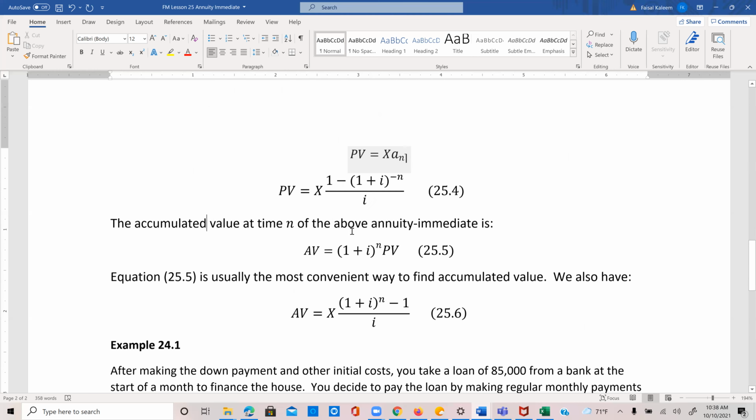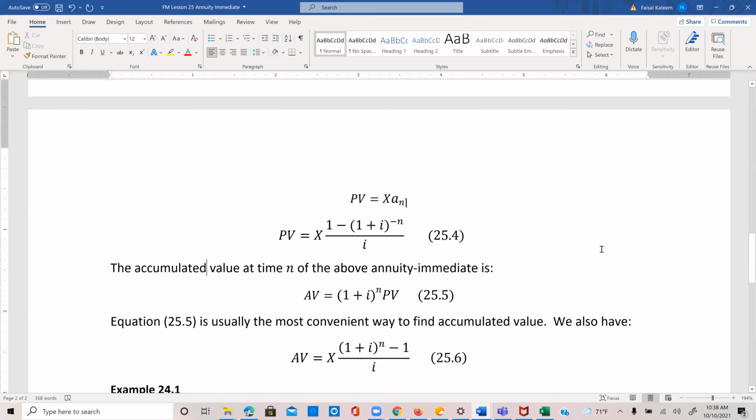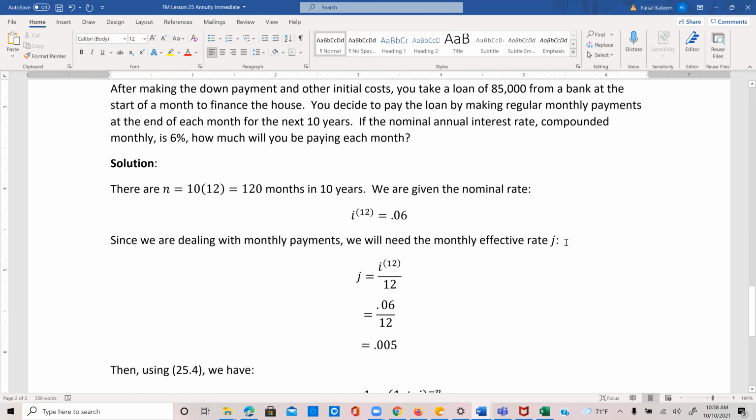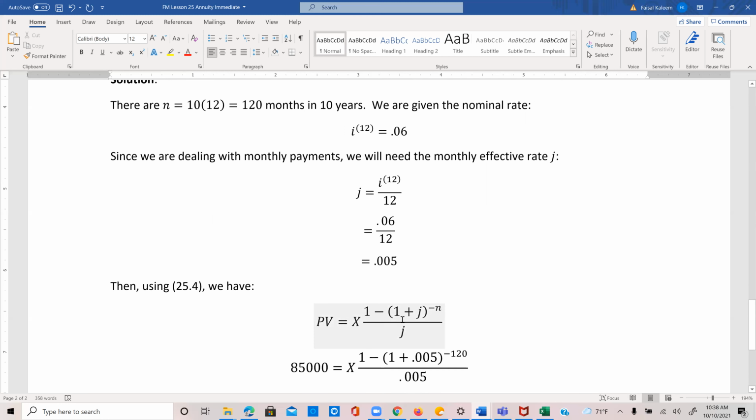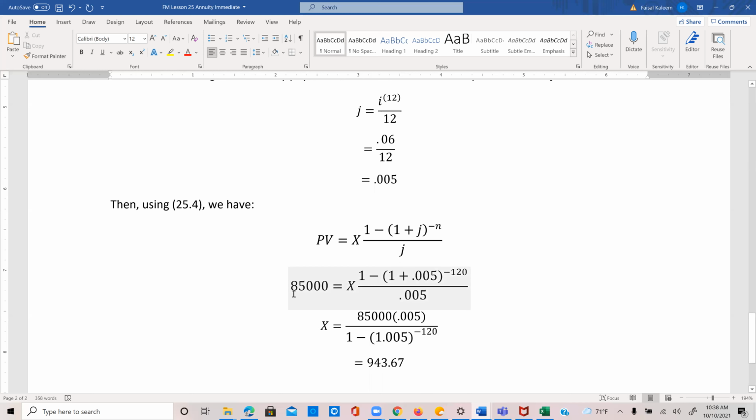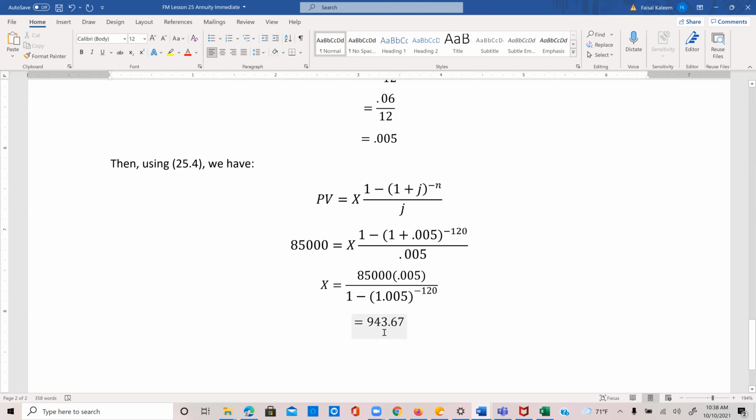So we rewrite 25.4 with j instead of i, keeping in mind that n is the number of months. So we get present value is equal to x times 1 minus 1 plus j to the negative n, divided by j. And the present value is 85,000 because that's the loan you took today. And we have to find x. x is the monthly payment, and j is 0.005. So once you do the algebra on this, x comes out to be 943.67. So that's what you will pay each month for the next 10 years in order to pay off the loan.